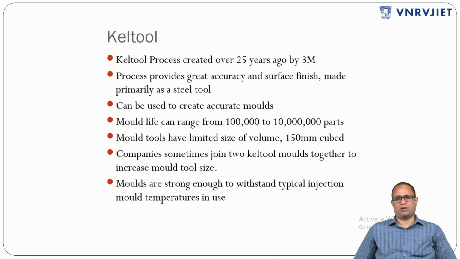In terms of mold life, you can use it for up to 1 lakh parts, and the mold tools have a limited volume. It's not a big size. Companies sometimes join two Cal tool molds together to increase the mold tool size, so an assembly of two molds can be used here. The molds are strong enough to withstand typical injection mold temperatures. So this is the specialty of the Cal tool process.